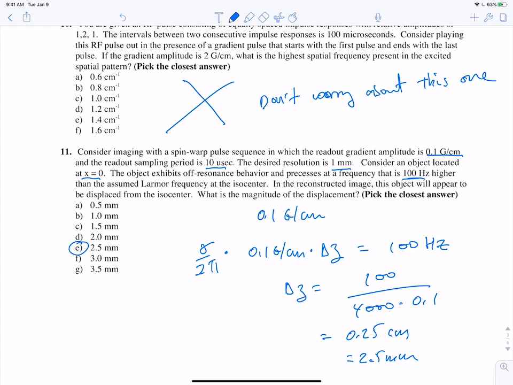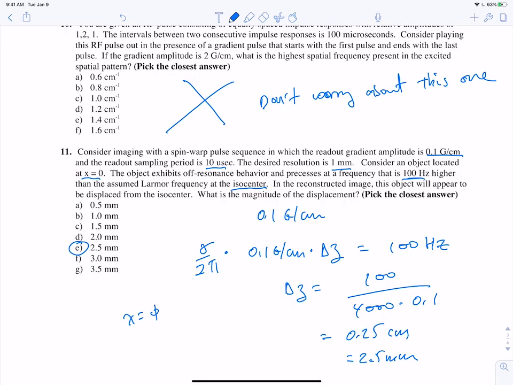The part about the isocenter. Isocenter is x equals 0. So gx times x is equal to what? Like the delta V at that point, right? Well, what's gx times x? It's 0. So there's no added field at x equals 0. So isocenter is defined as the origin where the gradients don't have any effect.